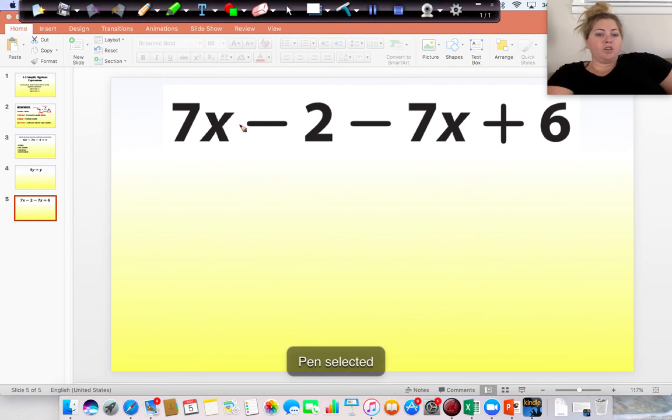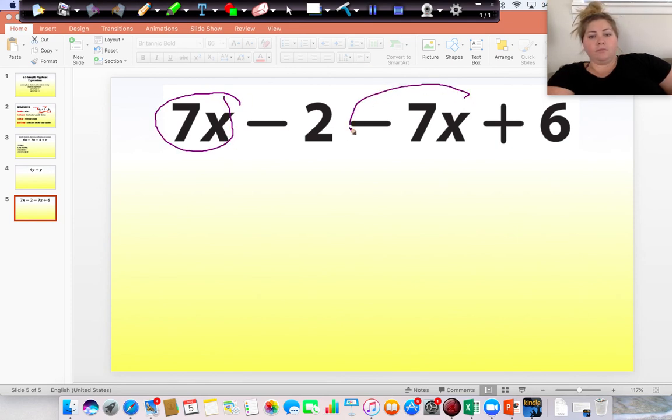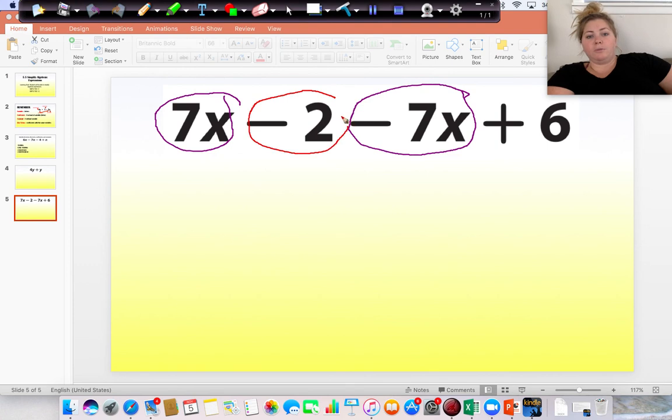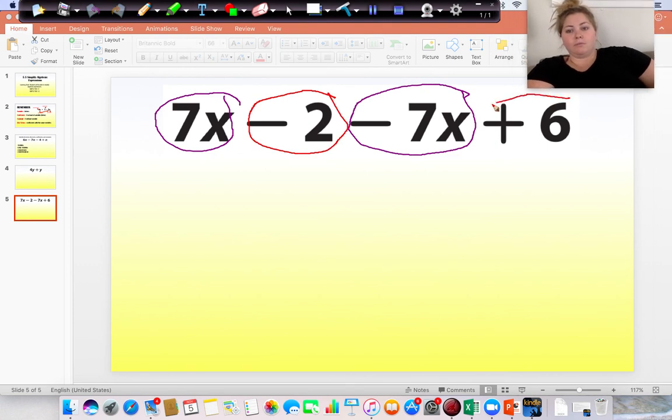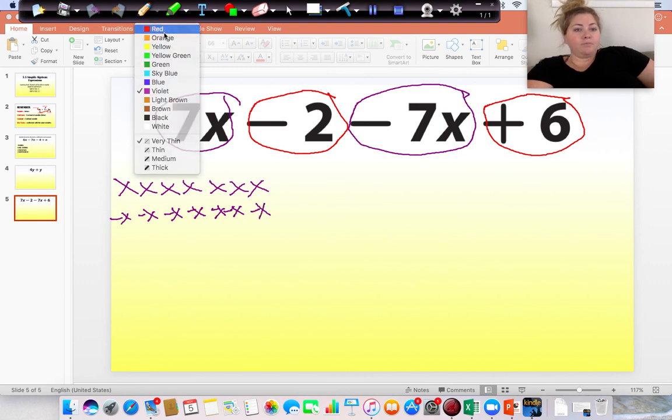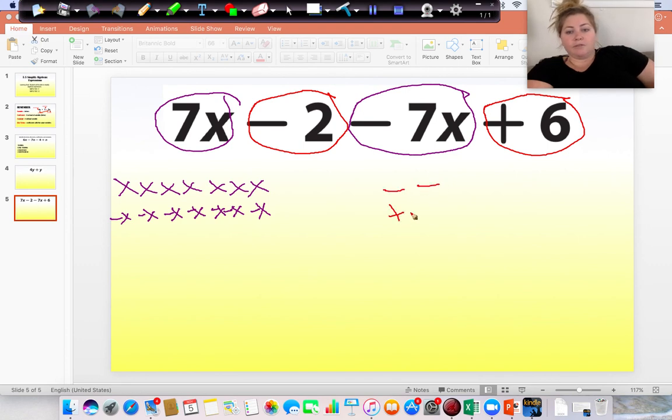And this is our last one. Again, we want to combine like terms. So what I'm going to do is circle the like terms. I'm also going to circle the constants because those will also be combined. Okay. So now when I combine the like terms, what I like to do is actually write them out. So there are 7 x's, 1, 2, 3, 4, 5, 6, 7. There are 7 negative x's, so 1, 2, 3, 4, 5, 6, 7. And there are 2 negatives and 6 positives.